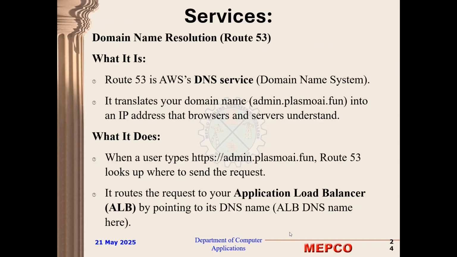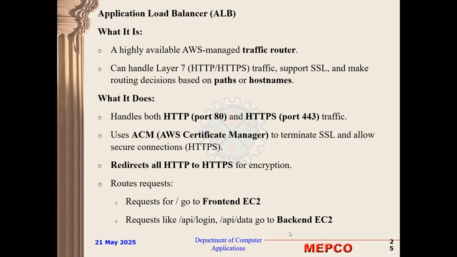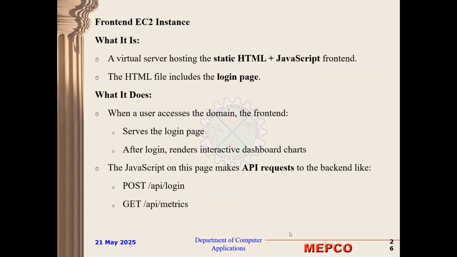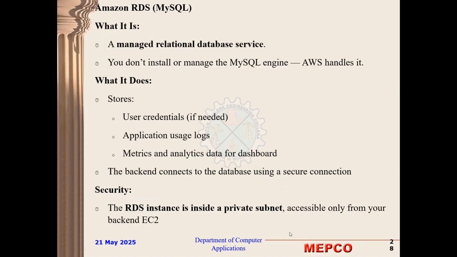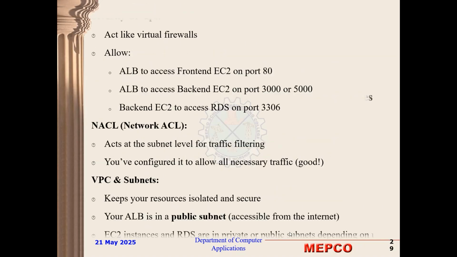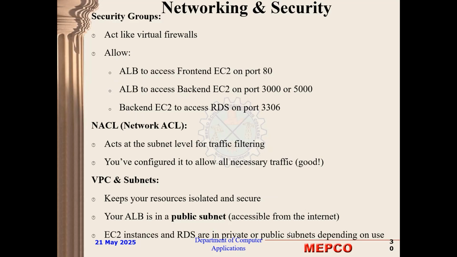These are the services used in the project: domain name resolution, application load balancer, front-end EC2 instance, back-end EC2 instance, Amazon RDS, Amazon Certificate Manager. For networking and security, the security groups act like virtual firewalls. They allow access to the front end, the back end, and the back end will access the RDS. The network ACL acts at the subnet level for traffic filtering. I have configured it to allow all the necessary traffic. The VPC and subnets keep our resources isolated and secure. The ALB is in a public subnet. EC2 and RDS are in public or private subnets depending on the use.